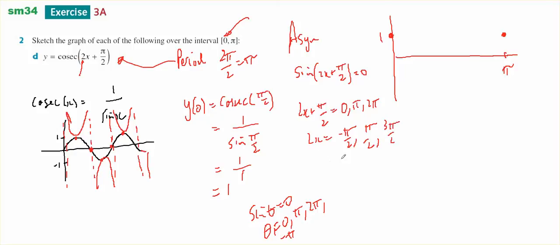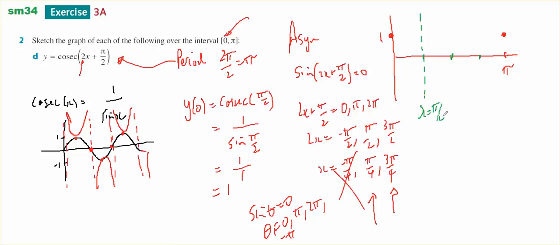Then we're going to divide by 2, so x equals negative pi on 4, pi on 4, 3 pi on 4. That's outside of my domain, but these two aren't. So at pi on 4, I'm going to have x equals pi on 4, which is going to be one asymptote. And this one will be x equals 3 pi on 4, which will be another asymptote.